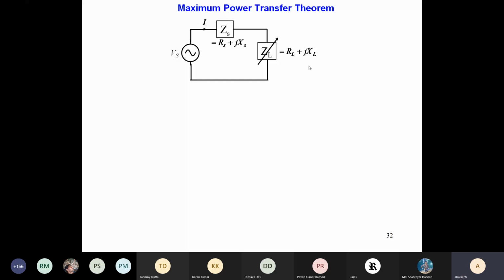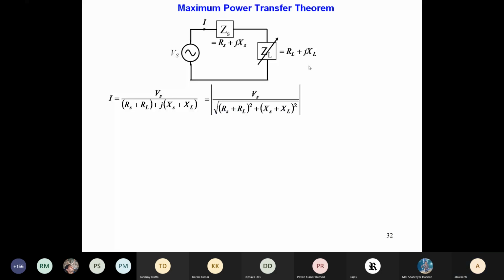And so the current in the circuit is given by Vs divided by, you can just find out, the real parts will get added, Rs plus RL, and j times Xs plus XL. If you consider its absolute value, the absolute value of the current is Vs divided by the square root of (Rs plus RL) whole square plus (Xs plus XL) whole square.